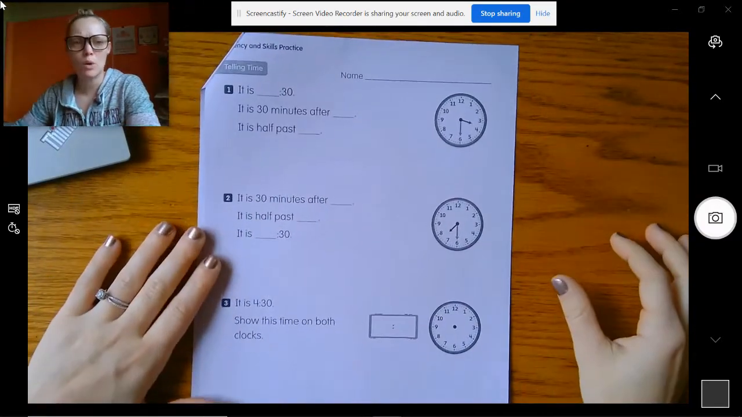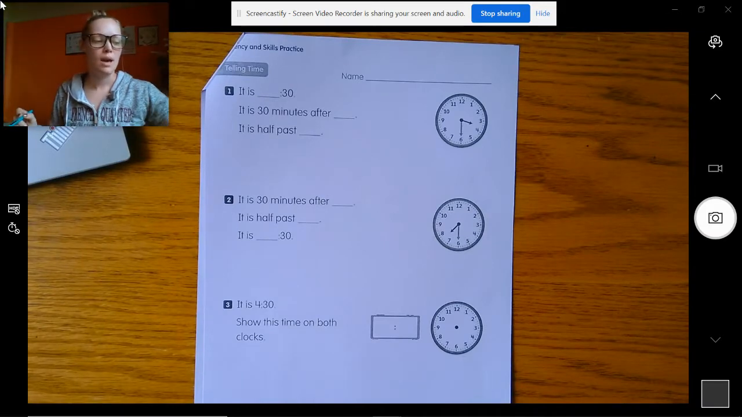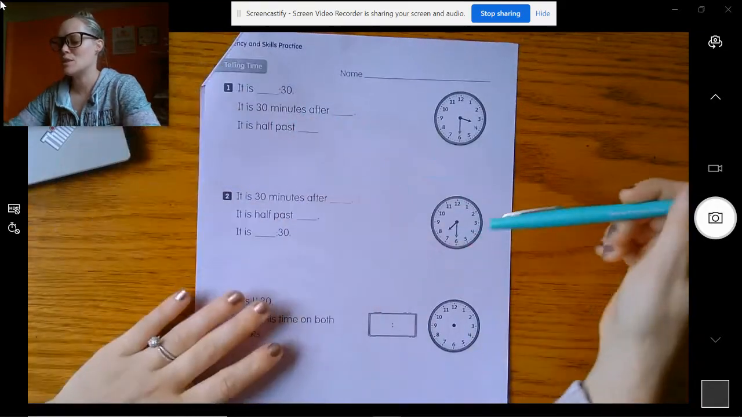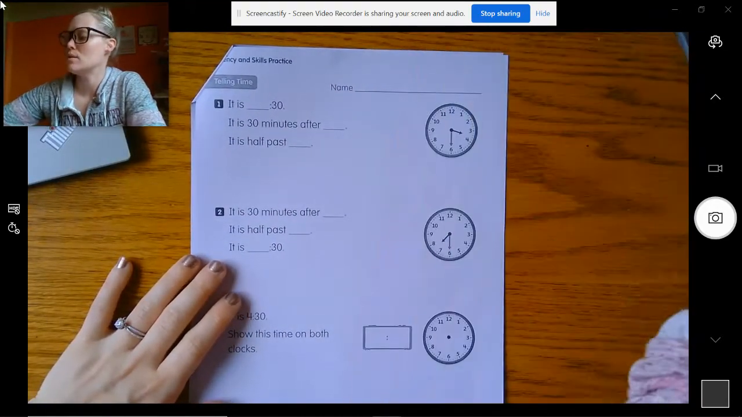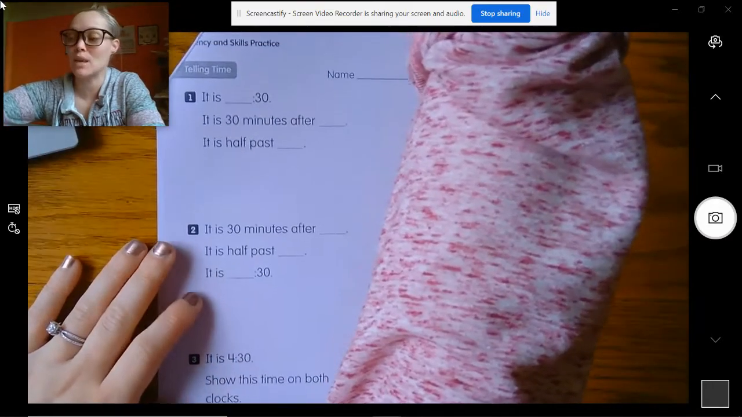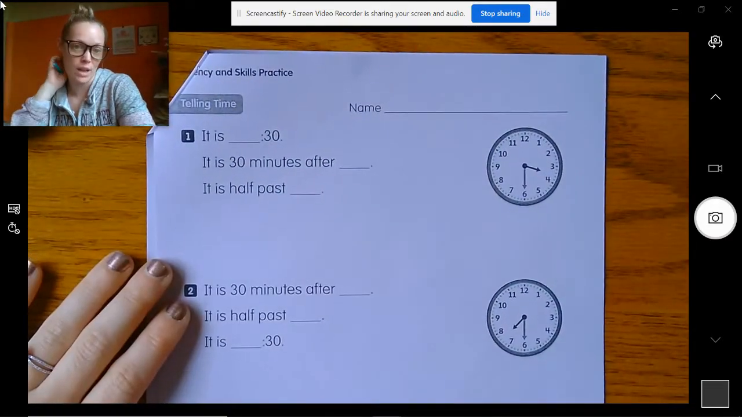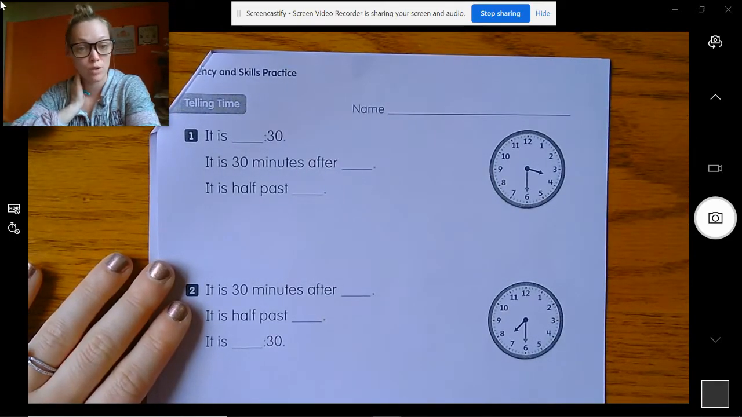I'm probably going to go through most of this with you because it's a little difficult to do on your own if you're not understanding time. So this is all working on time to the half hour. If you'd like to work along with me, go ahead and get this out, press pause now and get this out ready to go. Otherwise, you can watch me walk through it and then you can do it on your own afterwards.